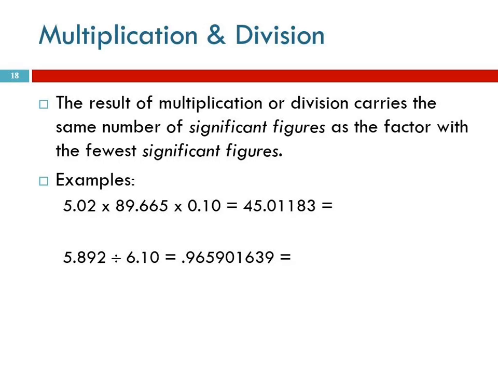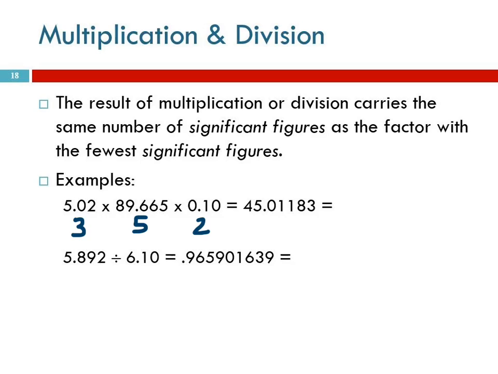So then we just learned how to count sig figs. What we're going to do here, we've got multiplication. And this is what your calculator would show you. And then we need to round that off. So we're going to look at this number, 5.02. How many significant figures does it have? 3. And 89.665 has 5 significant figures, and 0.10, 2. Very good. Leading 0 doesn't count, trailing 0 does because there's a decimal point.